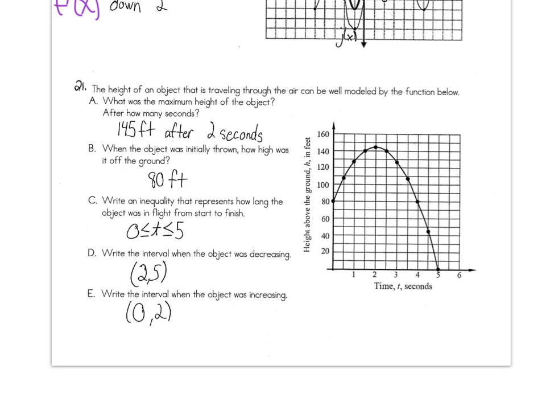It says write an inequality that represents how long the object was in flight from start to finish. So from 0 all the way to 5. Here, they're both closed points, so we'll have less than or equal to symbols, and yes, this is inequality notation, so we had to write it like that. Where was the object decreasing? Well, from here to there, so let's just look from here to there. It's always the x values, so from 2 to 5. Where was it increasing? So from here to there, 0 to 2.